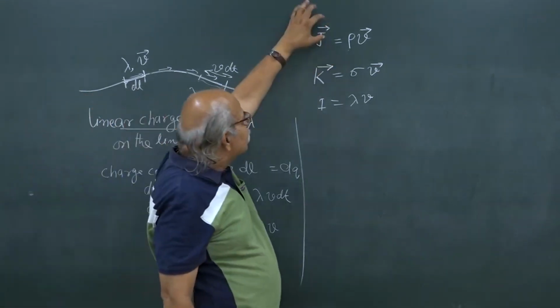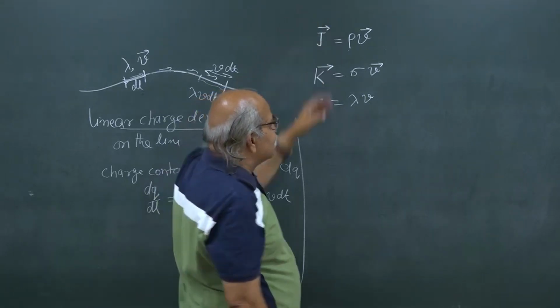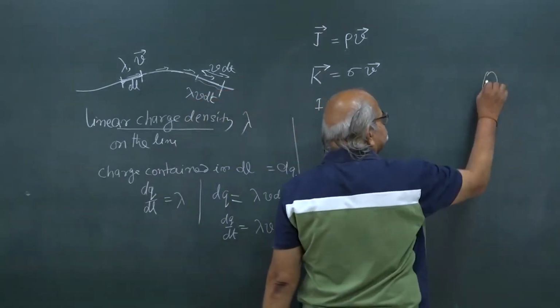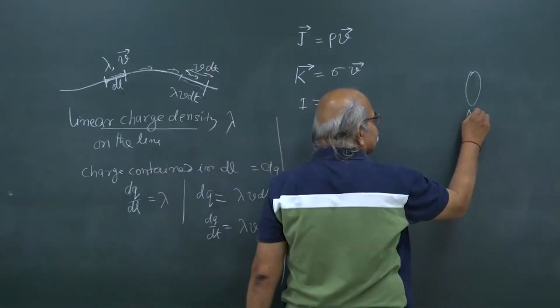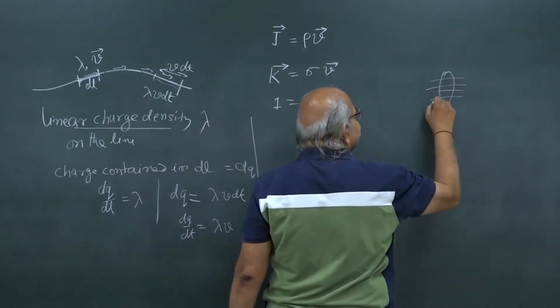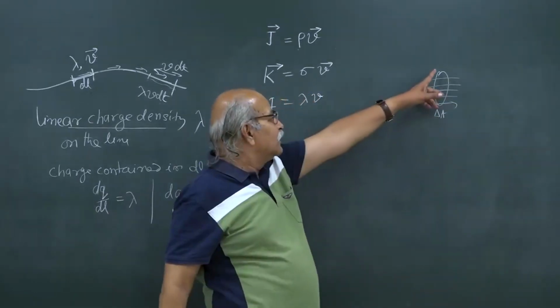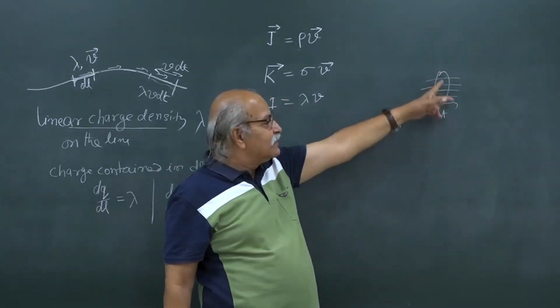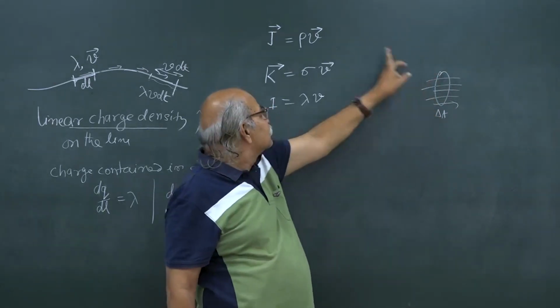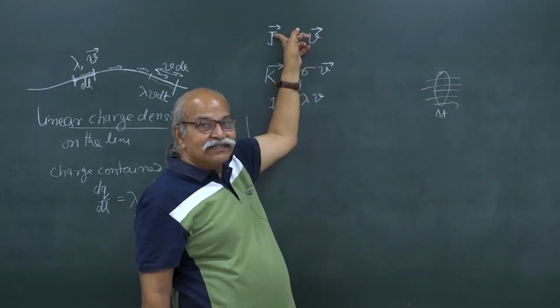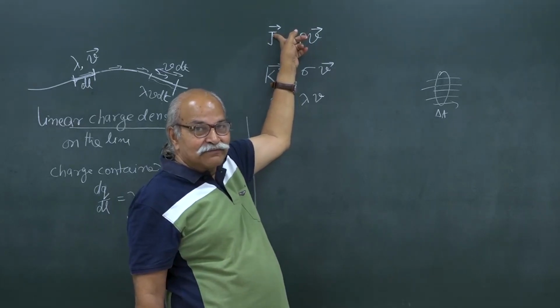Here, when we defined this volume current density, we had a cross section, we had an area, and then we asked how much is the current going through this area, and then we divided by delta A, current going through per unit area. So, that is how current density is defined in case of volume.